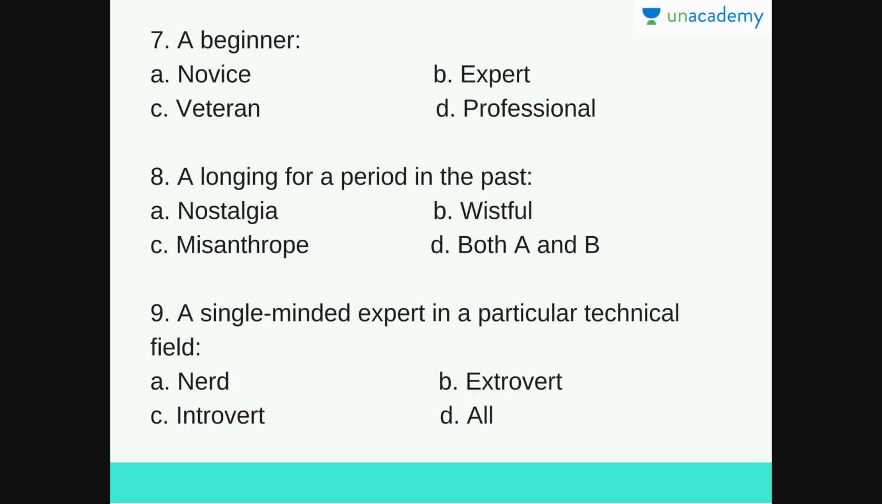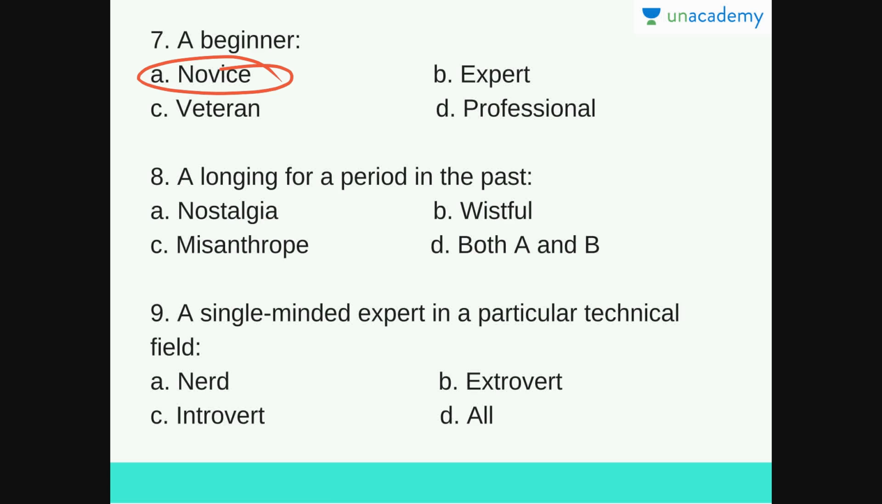Next is a beginner. Options are novice, expert, veteran, or professional. The answer for this question is A, novice, a person who has just begun an activity. Expert is a person who has a great command in the activity, who does well in that activity. Veteran is someone who is experienced in a particular field. And professional is a person who pursues an activity as a profession. So professional, expert, and veteran are people who have a lot of experience in a particular field, whereas a novice is a beginner. So the answer is A, novice.